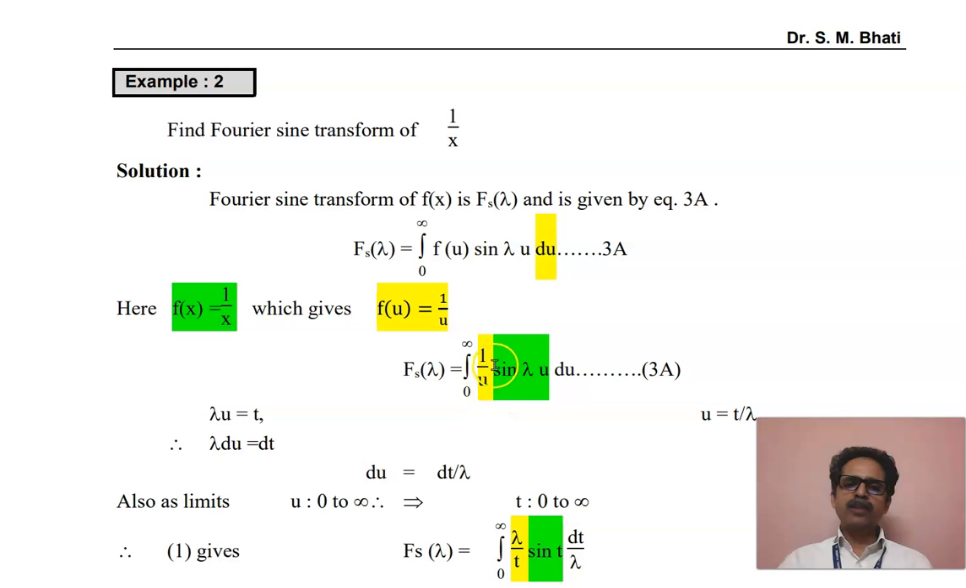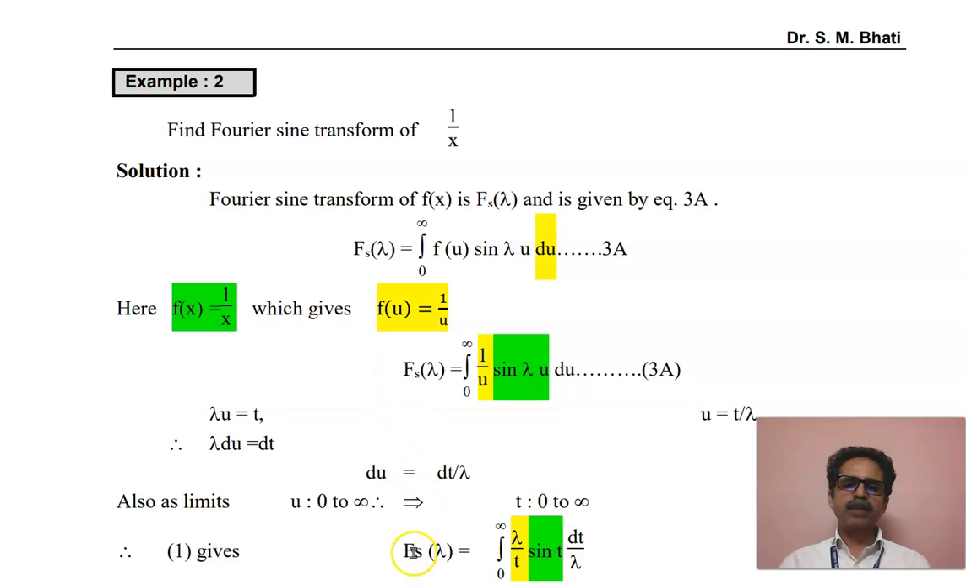Also, if you observe this integral, it has limits 0 to infinity, and these are limits for u. That means u has limits 0 to infinity. Now this equation joins u and t. So when u is 0, from this first equation t also becomes 0, and when u is infinity, t also becomes infinity. That means the limits of t are also 0 to infinity. The limits of u were 0 to infinity, and the new variable t also has the same limits, 0 to infinity.